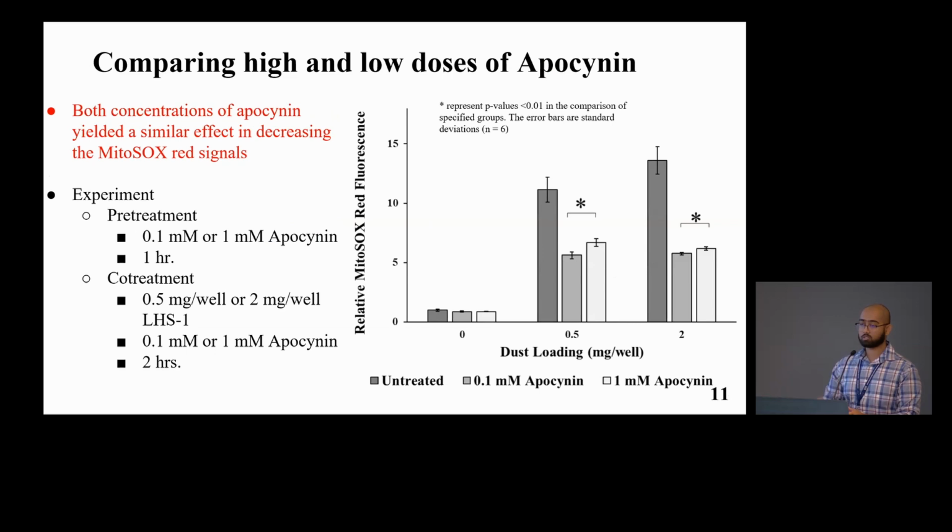And now moving forward, we also have to talk about the NOX inhibitor, which is apocynin. And again, we did a pre-treatment with 0.1 millimolar and 1 millimolar of apocynin. And then we did a co-treatment with 0.5 milligrams of LHS and 2 milligrams of LHS. And we did that for 2 hours. And again, we see a similar effect, not quite as large a fold difference with using the inhibitor, but still substantial. We see that the MitoSOX Red signals significantly decreased with using the apocynin inhibitor.